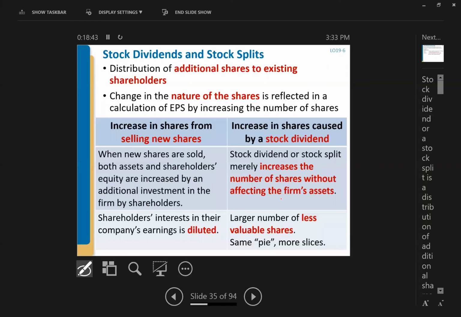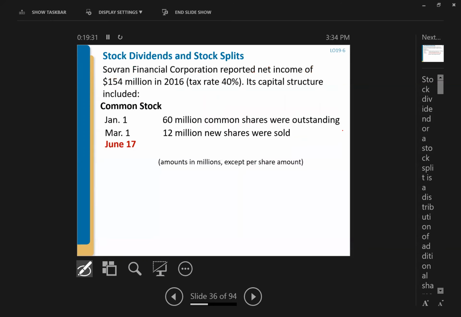Whereas with a stock dividend, really we're not giving them anything, right? We're giving them more shares, but then we're decreasing the value of those shares. And so the increase in the number of shares without affecting the firm's assets, the larger the number of less valuable shares. And so really we're not giving anything. The pie stayed the same. It's just we have more slices now. But how that impacts your weighted average is with the stock dividends, we're going to treat everything above as if it took that stock dividend or stock split. And so here we go.